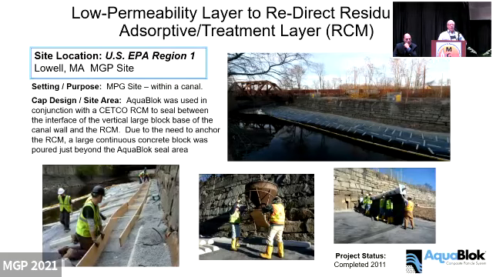Think of it like applying AquaBlok like a caulking layer across the bottom of the wall, the top of the RCM, in order to create a seal there that would force the contaminant underneath the RCM where it can be effective. So it's a pretty unique combination of the materials to fit the site related constraints.